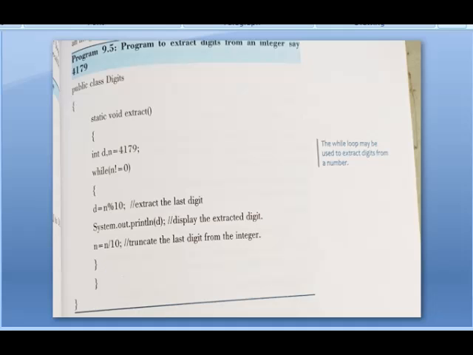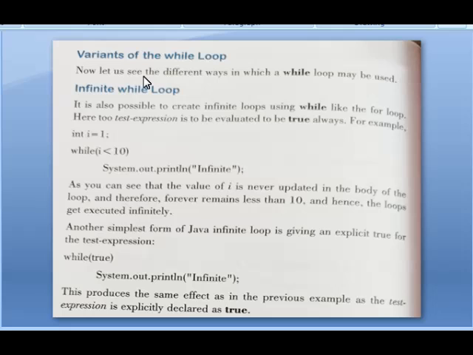Next, variants in for loop. So what are the different ways of using this for loop? Okay, while loop. Variants in while loop.